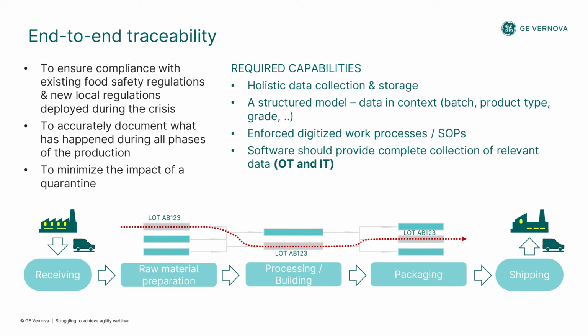So how do you do this? Well, we already talked about this, you have to have the ability to collect that data and store it. You have to have some sort of structured model. This goes back to that context, right? What product am I making? What kind of product is it? What's the batch name? What's the process order that I'm running right now? And how are all those related?